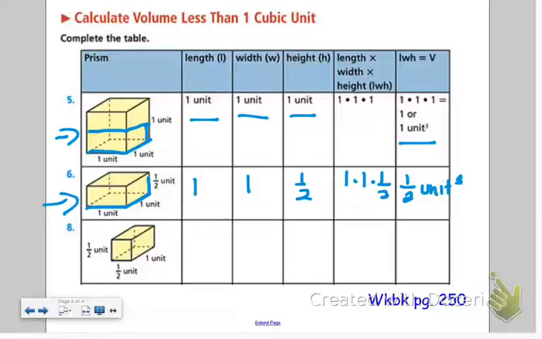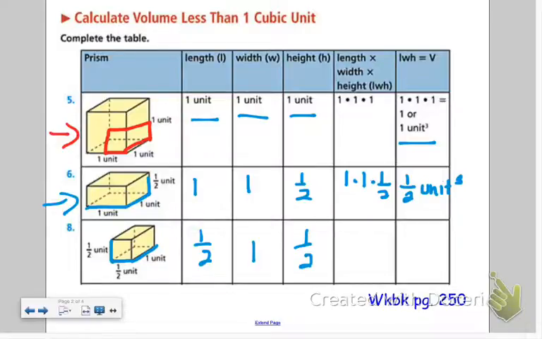Look at number 8. This time we have a length of 1/2 and a height of 1/2, but the width is still 1 unit. So let's go back to this cube at the very top in number 5. Imagine we have half the length and only half the height, but we still have the same width. It's like having a quarter of this prism here. You only have 1/4 of it.